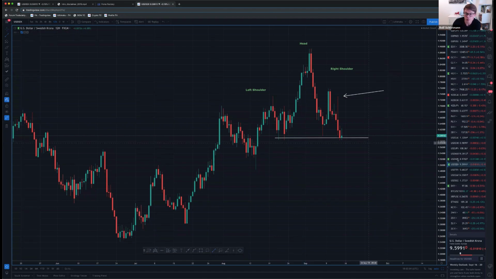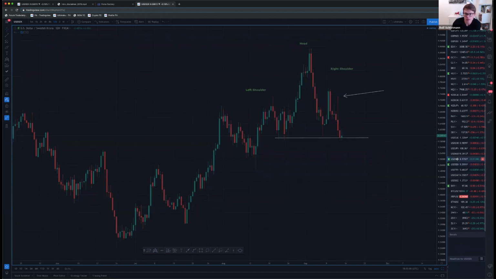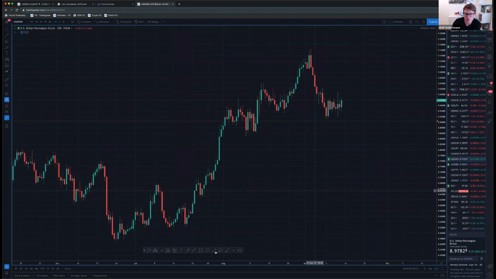However, US dollar Norwegian krona, take a look at this one as well. I really like this one, a really, really good one. The right shoulder is also, well, that's if you've read my book. This head and shoulders, by the way, you will learn about in the book as well.